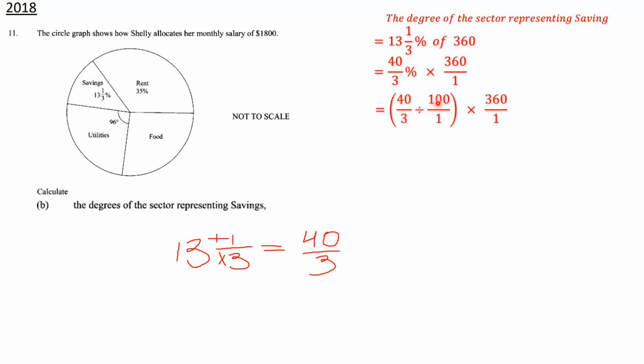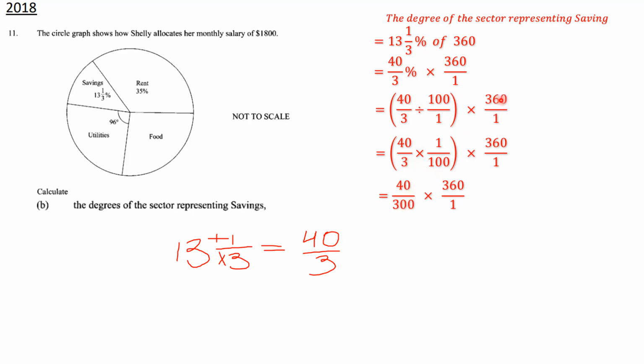And so how do we divide fractions? Well, what we do is we change this division sign into a multiplication sign, and we flip the fraction on the right. So we put the 1 on top and the 100 on the bottom. And so that's how we divide 40 over 3 by 100. And so what we do is we do 40 times 1, which is going to be 40, and then 3 times 100, which is going to be 300.